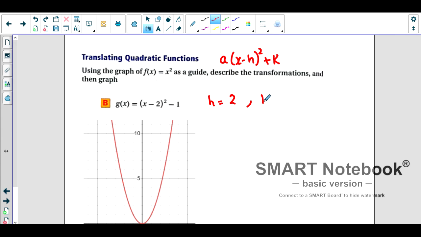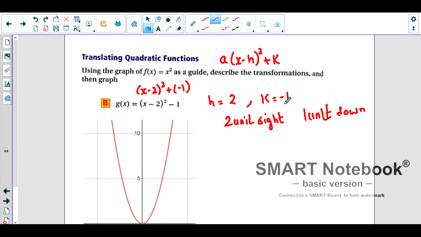And what's the value of k? The k value is −1, because here should be a plus, right? It is like this, (x − 2)² + (−1). So h is 2. We don't count this negative because in the standard form it is also negative. So h is 2 and k is −1. It means my graph will shift 2 units to the right, because h is positive, and 1 unit down because k is −1.